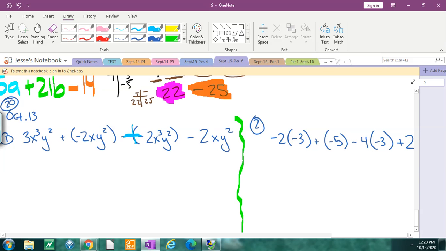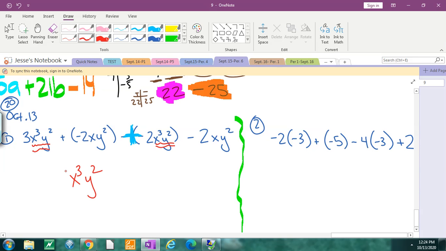Minus a minus is plus. So basically, now what you got to do is combine like terms because we got minus 2x. We're good. So now let's go ahead and find the 3x cubed. 3x cubed y squared. Where else do I see x cubed y squared? Right there. So my answer is going to be x cubed y squared.